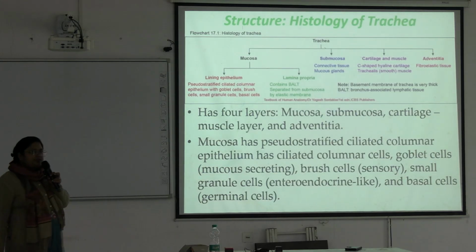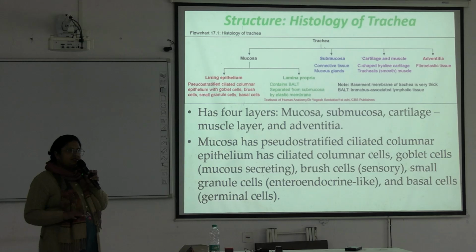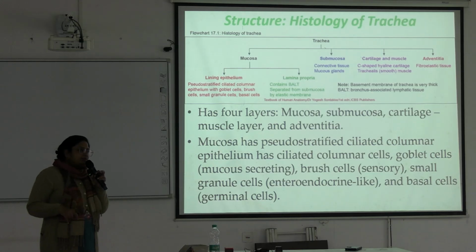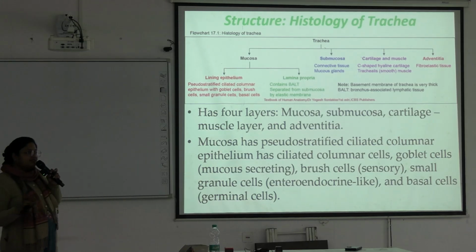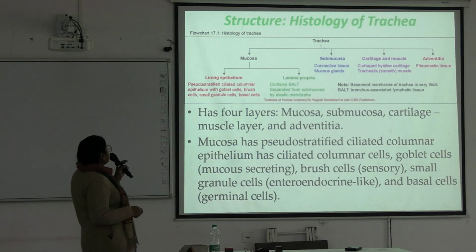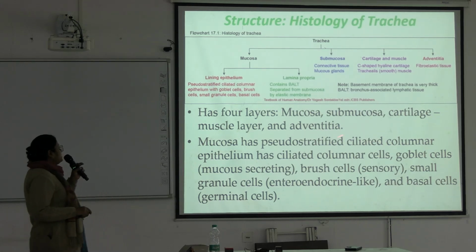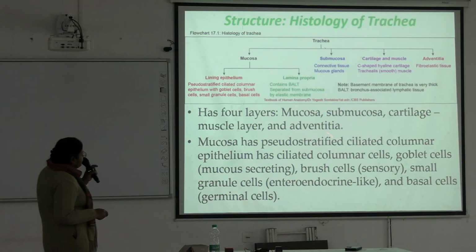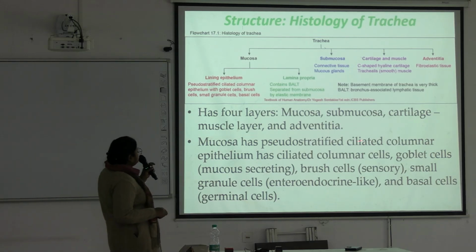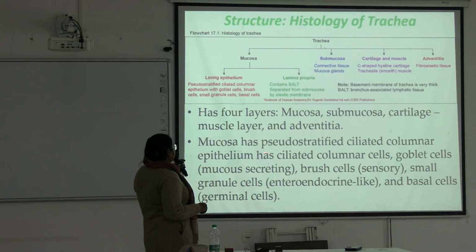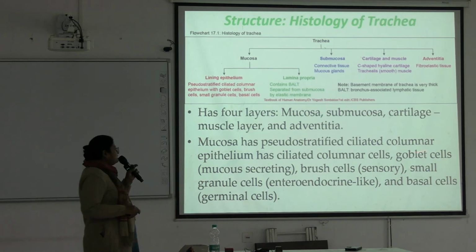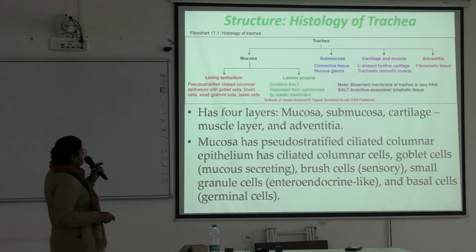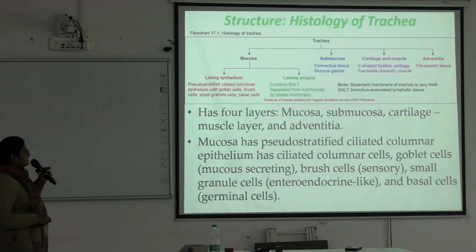You have already drawn the histology of trachea? No, okay. So there will be a histology class for the section of trachea, it is important. It has 4 layers, mucosa, submucosa, cartilage and muscular layer, they are lying in the same plane, and outermost is adventitia. So mucosa has pseudostratified ciliated columnar epithelium and it has ciliated columnar cells with goblet cells. Goblet cells are mucus secreting.